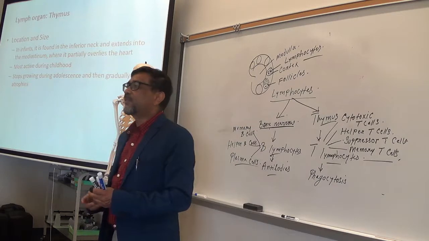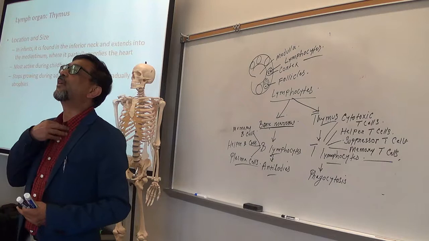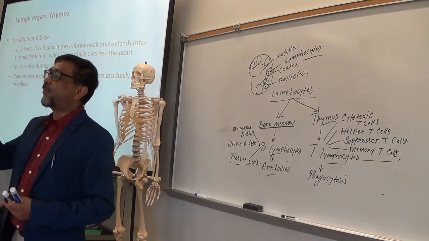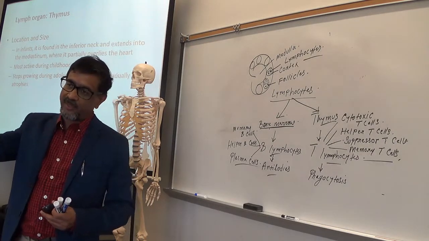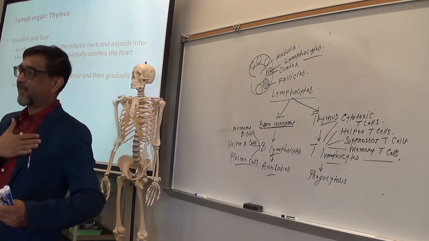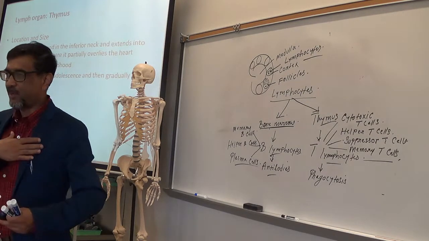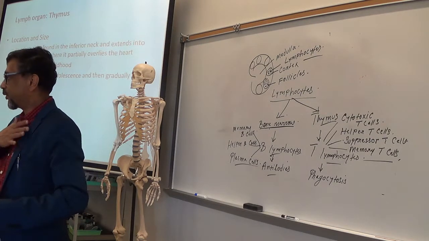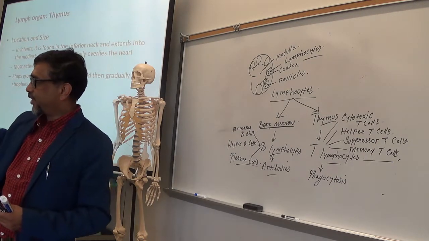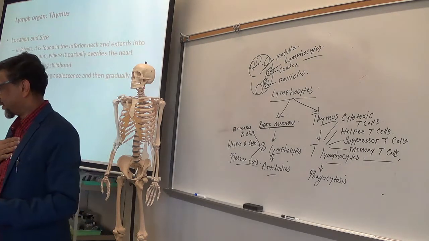Thymus. The thymus is located in the very upper part of your thorax, here, just at the bottom of the neck. In an adult person, the thymus is small like this, but in early stage, if you see an infant, the thymus is very large, occupies almost the whole upper part of the chest, thorax. So it's very big. Okay, and gradually the thymus shrinks, gets smaller. Why is the thymus very big in infants? What do you think?